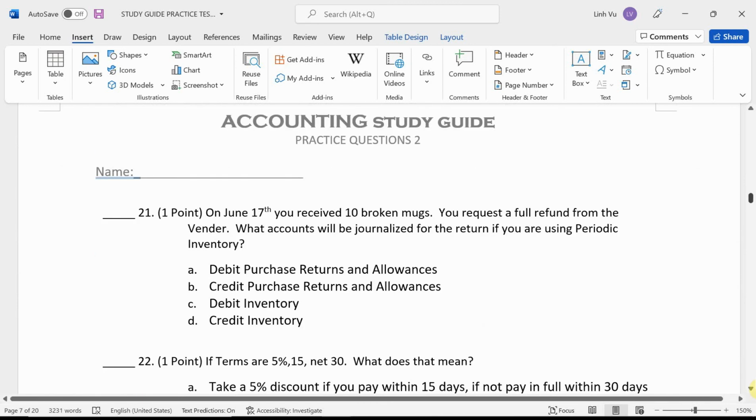Okay, on June 17, if you received 10 broken mugs, and you requested a full refund from the vendor, what accounts will be journalized for the return if you are using periodic inventory? It would be B. D, no.